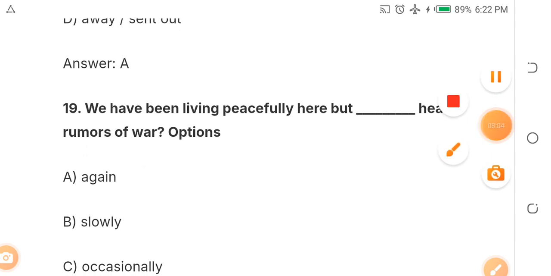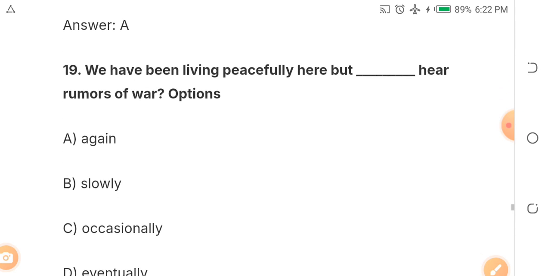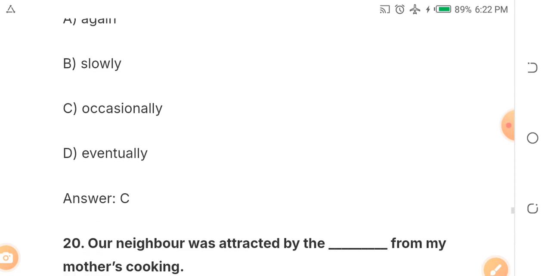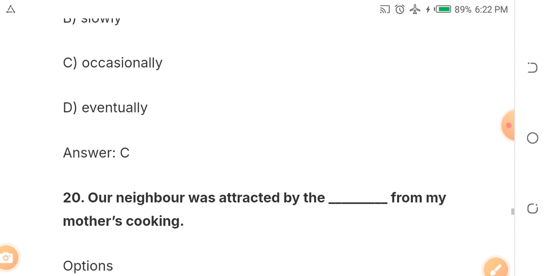Number 19. We have been living peacefully here, but dash hear rumors of war. A. But again hear rumors of war. B. But slowly hear rumors of war. C. But occasionally hear rumors of war. D. But eventually hear rumors of war. The answer is C. Occasional. That means once in a while they hear rumors of war.